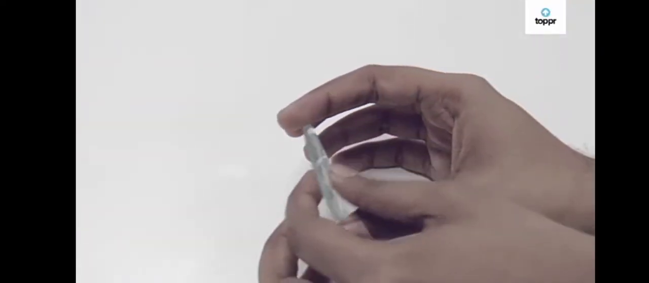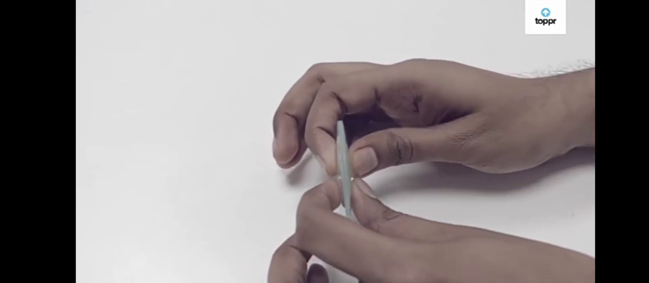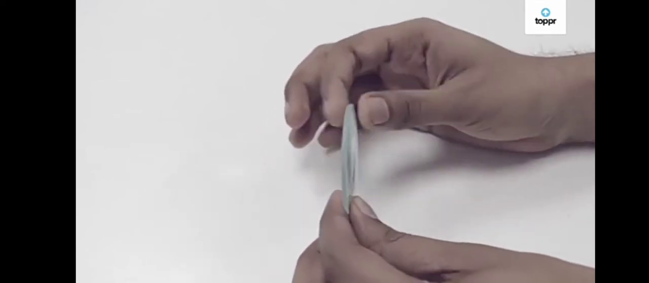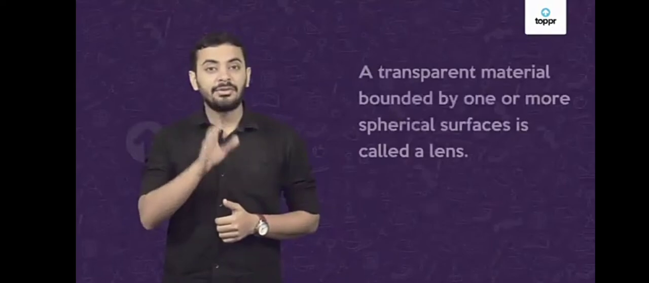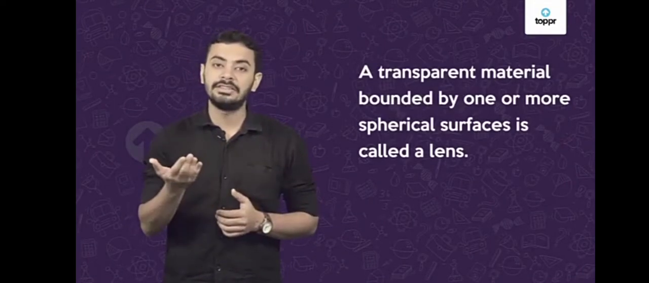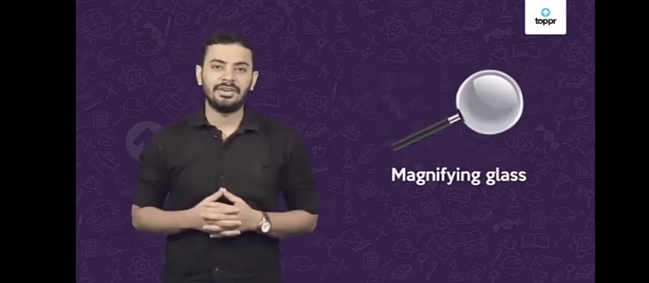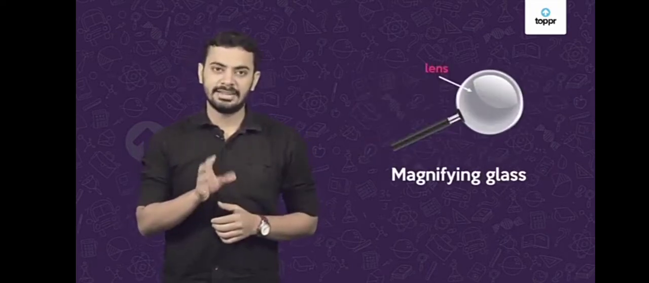If you have ever touched a magnifying glass, you must have noticed that it is thick in the middle but thin at the sides. These types of transparent objects bounded by one or more spherical surfaces are called lenses. So this magnifying glass is a lens. But do all the lenses magnify?